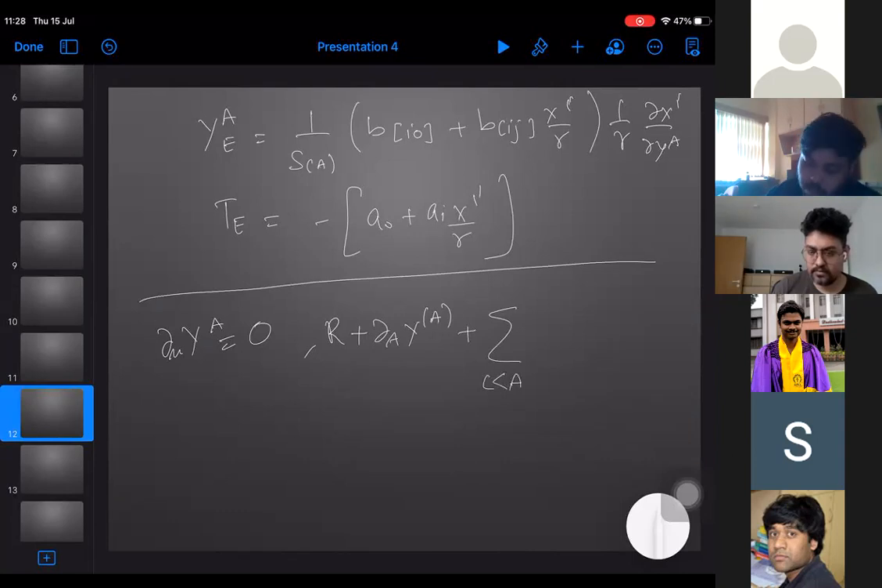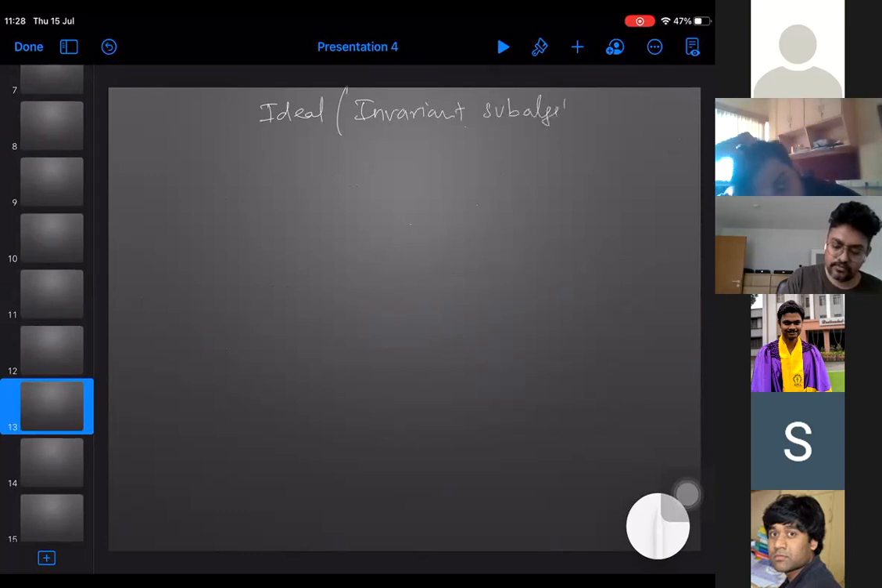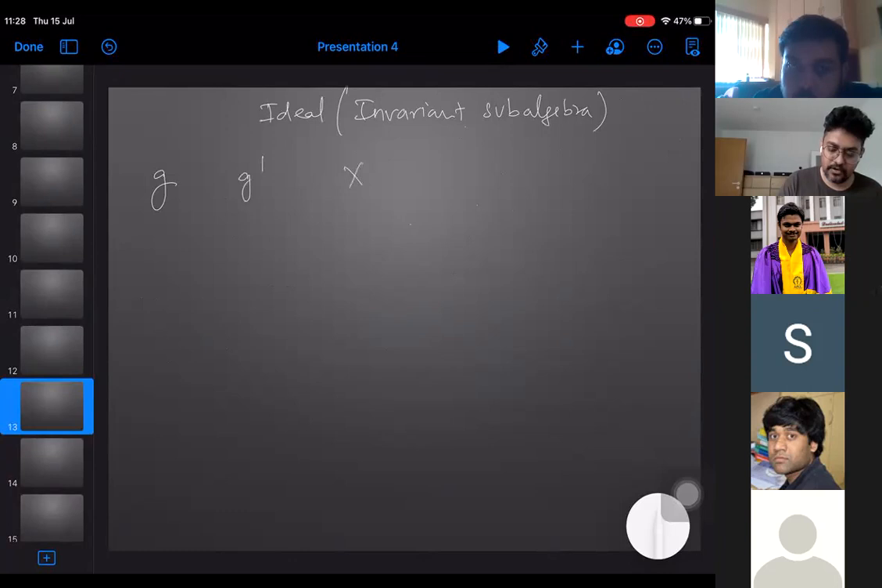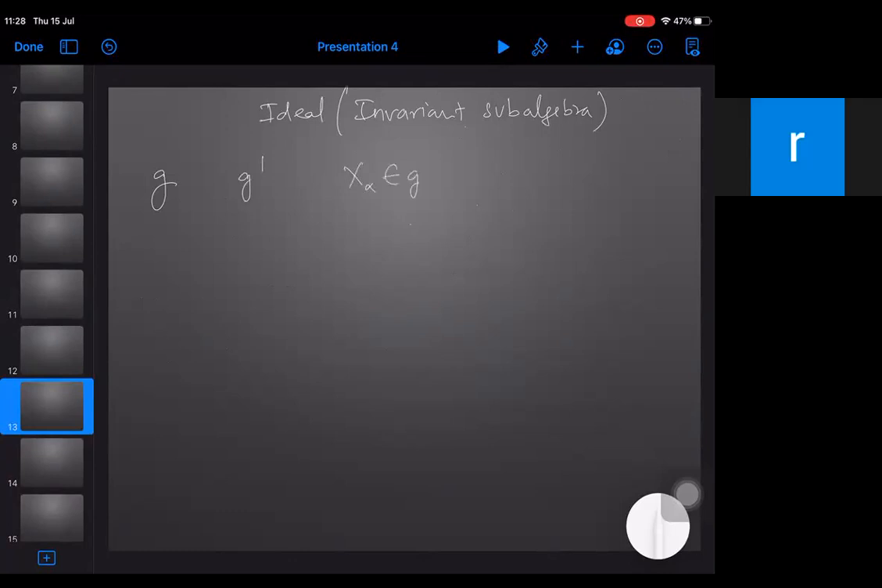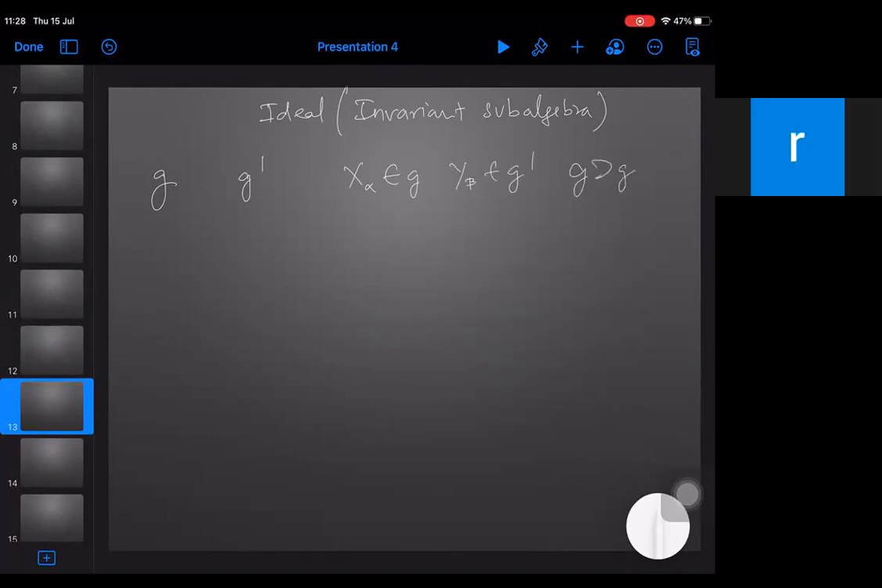Okay, sorry. Before that, there was a question asked by Shubhoshachi. He was asking, could you please specify the definition of an ideal? He said that he has looked it up on Wikipedia, but if you want. Yeah, so I can just show you what an ideal is. An ideal is basically what you will call an invariant subalgebra also. So for example, consider an algebra G and its subalgebra G prime. You have X, which are the elements of G, and Y, which belong to G prime.